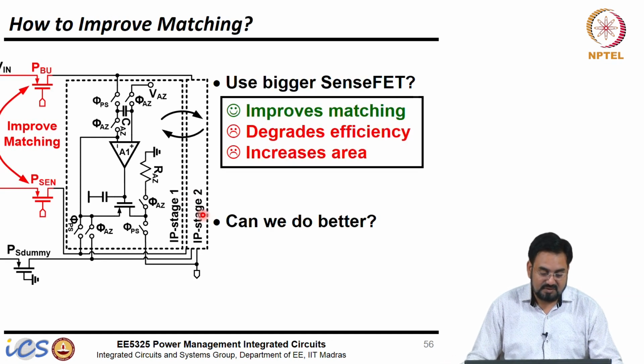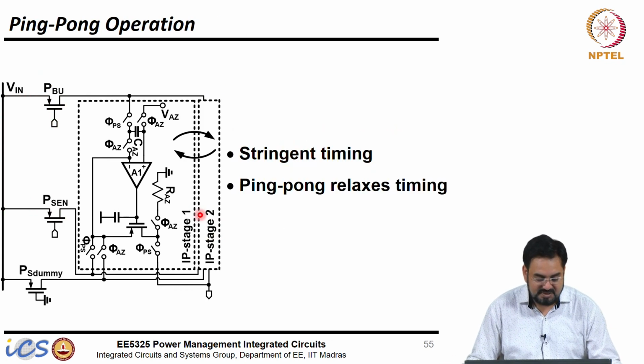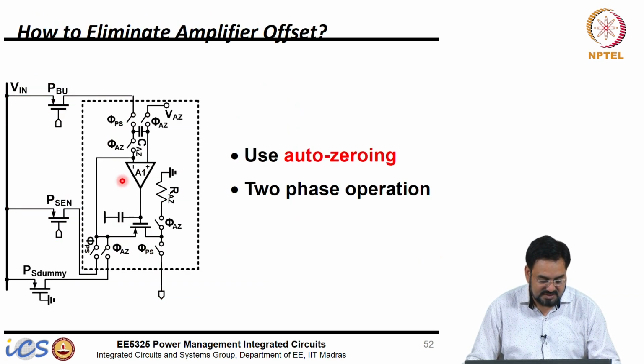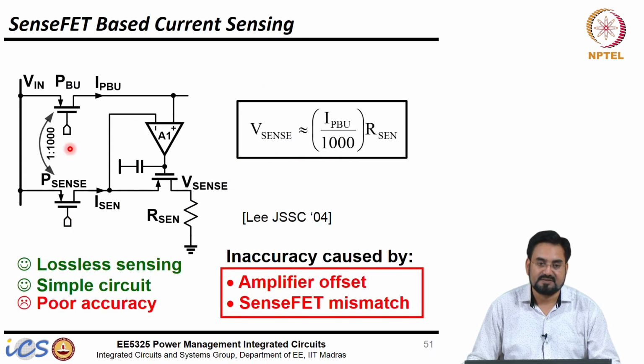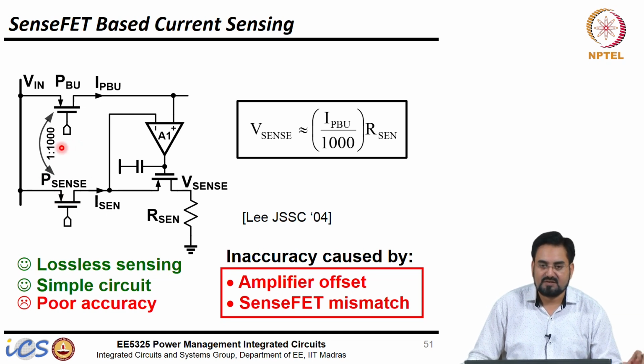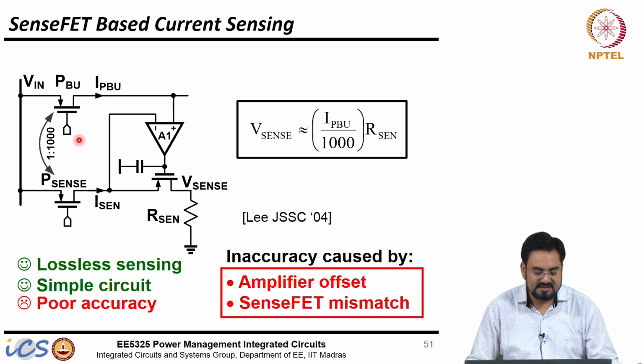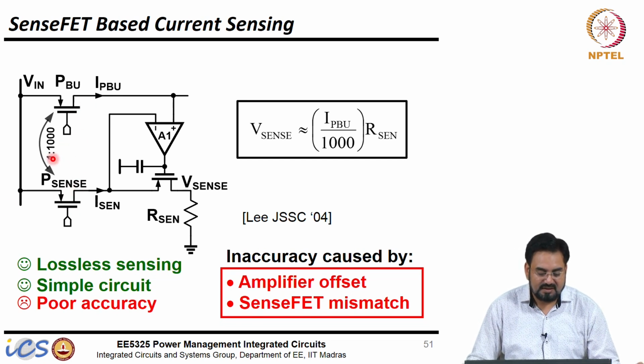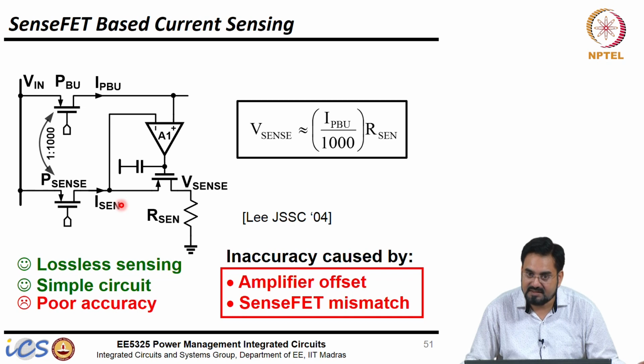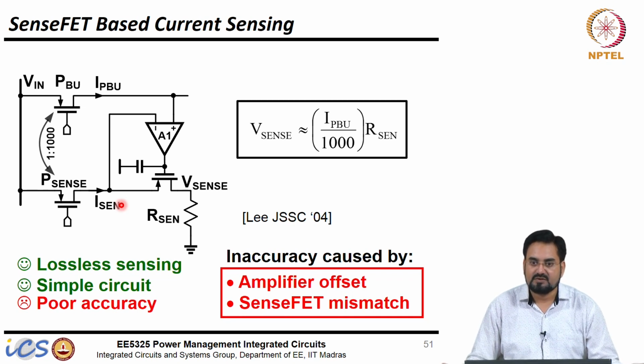So one more thing we need to remember is the ratio of this sense FET, 1:1000. If you use, let us say, 1:100 instead of 1:1000, then the matching between these two devices will be better. But the problem will be, let us say this guy is carrying 1 amp of current, 1:1000 means this is carrying 1 milliamp. Now if you make it 1:100, then your sense FET has to carry 10 milliamp of current.